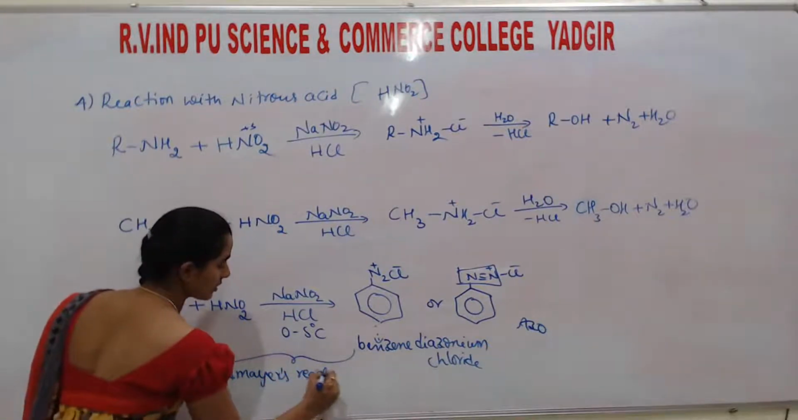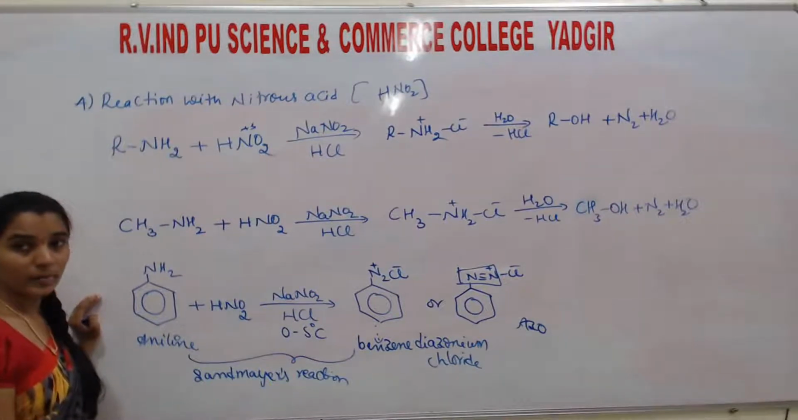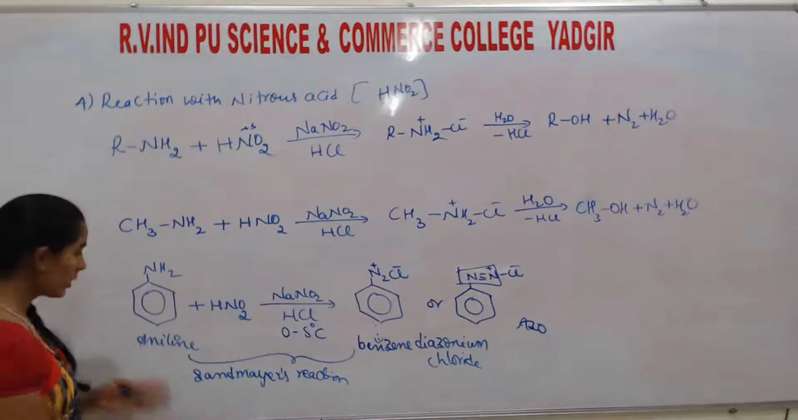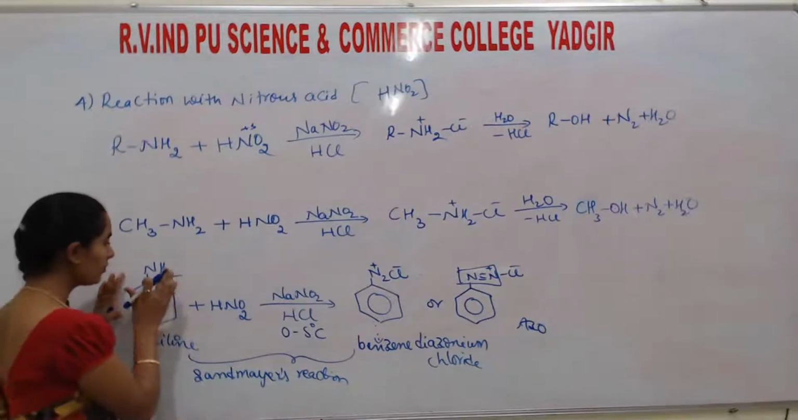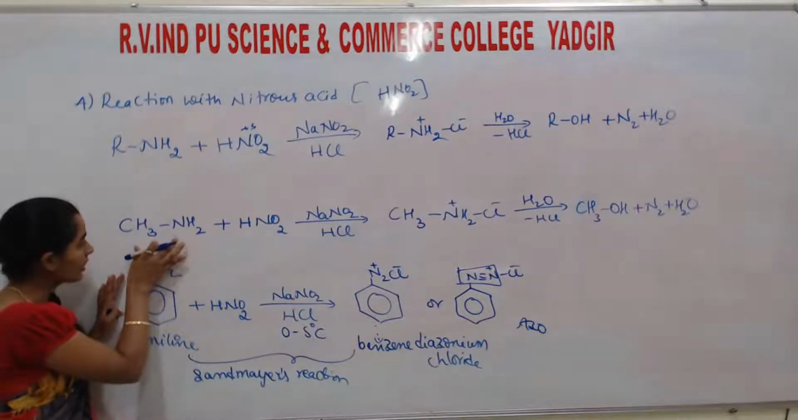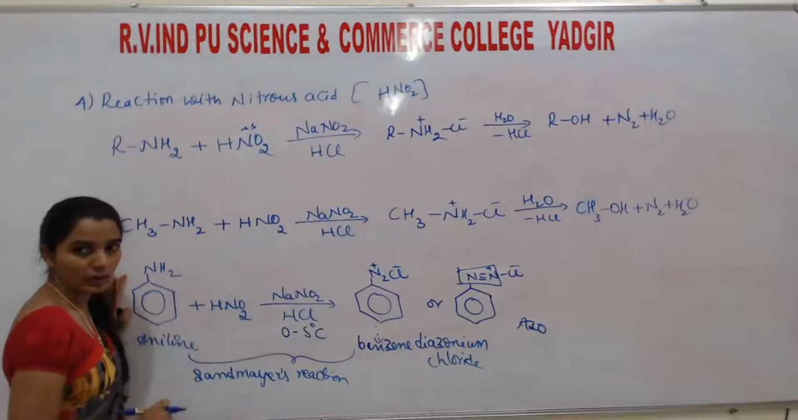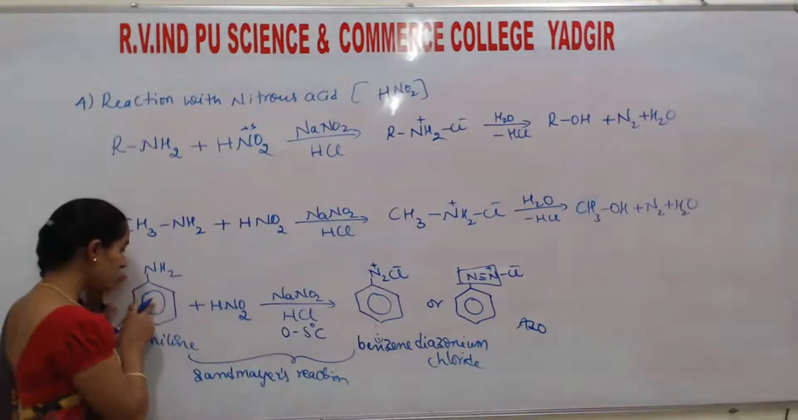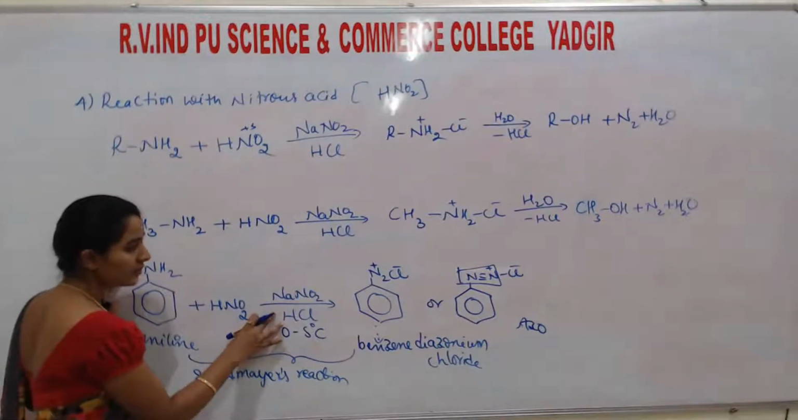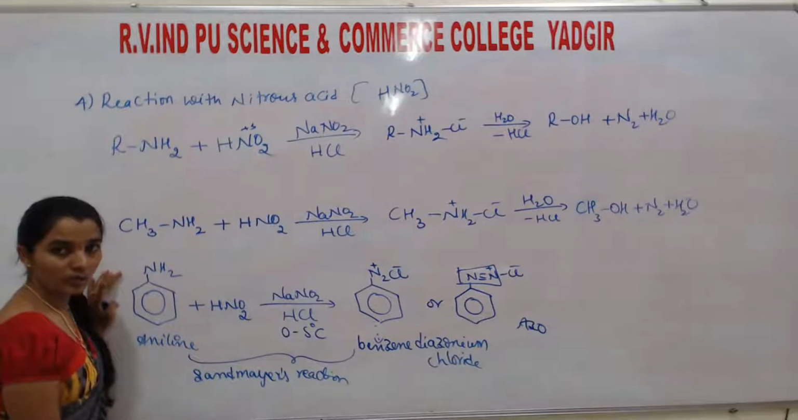Sandmeyer reaction. So this you are going to study in the next topic, diazonium salts. Okay, in diazonium salts, the diazotization test is there. Okay, so this NH2 means aromatic amine. When an aliphatic amine reacts with nitrous acid followed by hydrolysis, it forms alcohols. Okay, when aromatic amines react with nitrous acid, they form azo compounds.